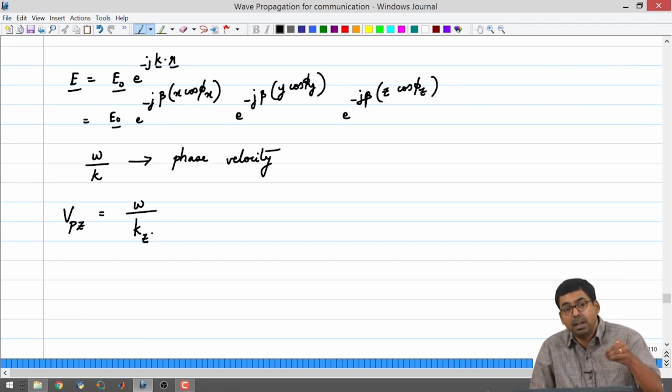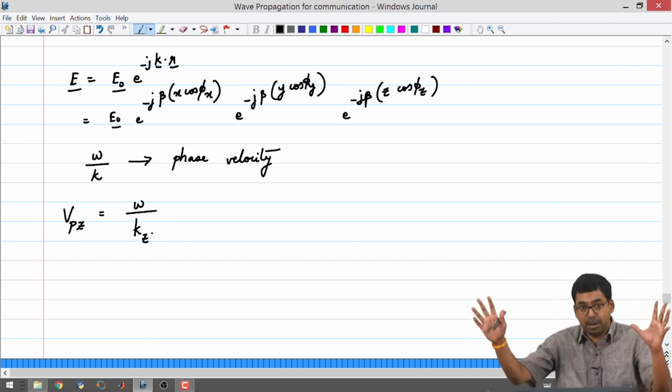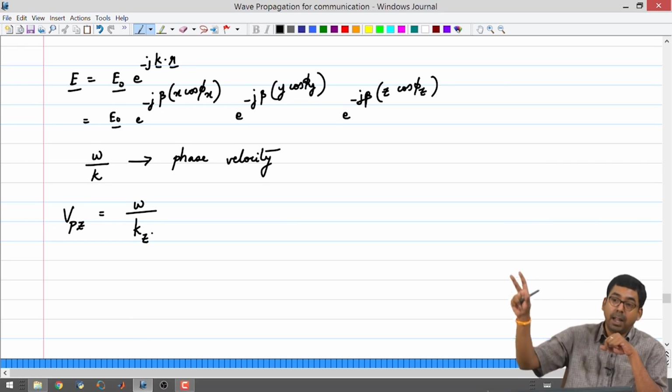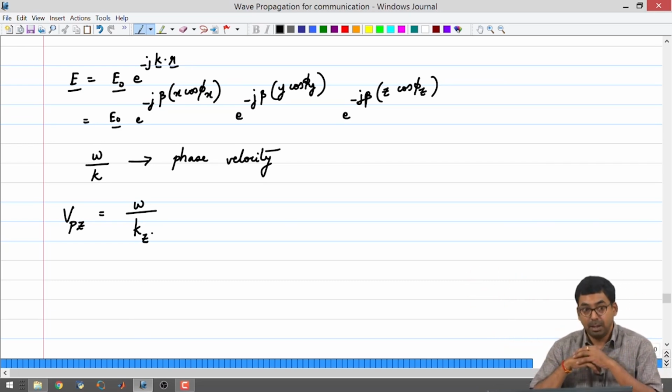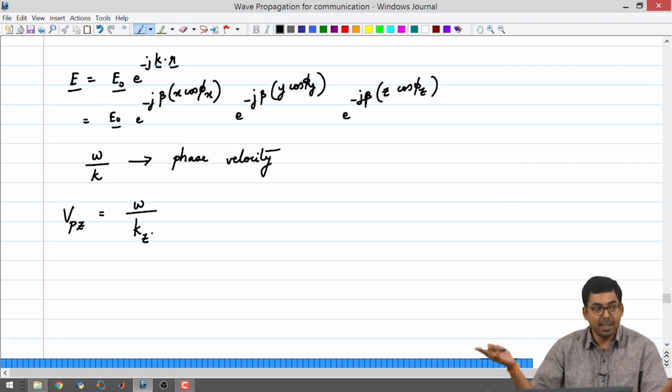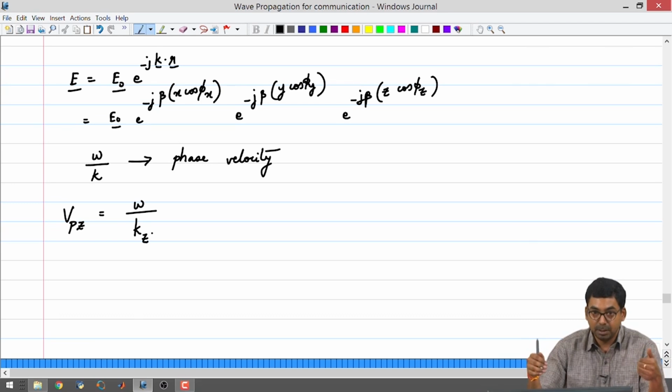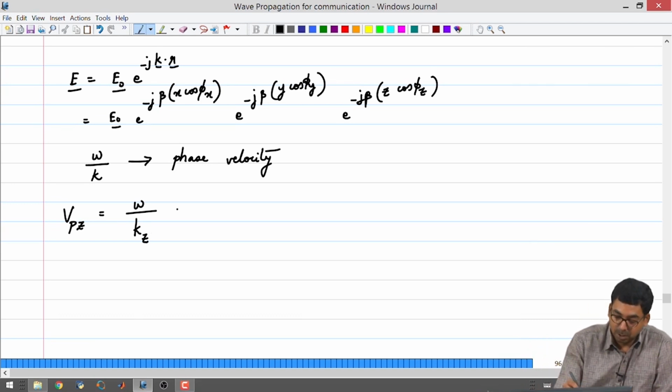Now, we have just now written k to be an expanded vector. It had an x, y and z. So, k is a vector over there. Suppose I want to take the z component of the velocity. The numerator is omega, which remains fixed, divided by kz. That would give me the phase velocity along the z direction. Now, let us look at this a little bit more closely.